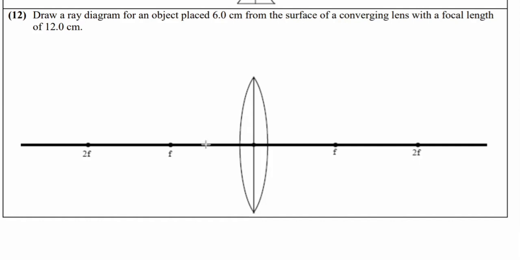Once again, you use a ruler. The size of the object is not specified, so we can use any size. And we discussed what happens when your object is placed before the focal point. Once again, the light rays are going to diverge and your image is going to be formed at the same side of the lens. You can see these light rays are diverging, they're moving away from each other. They're not going to intersect on the other side, they're going to intersect at the same side.